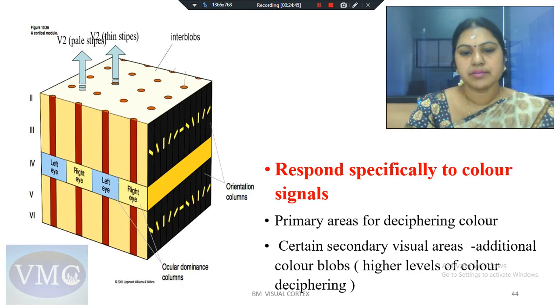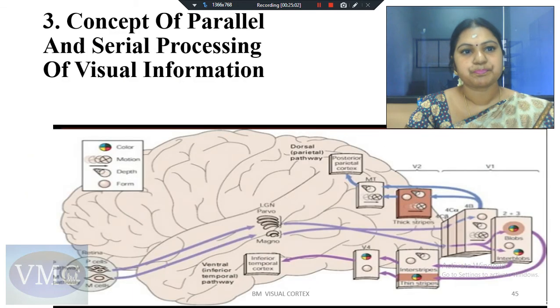which are concerned with color vision. So here, the color blobs respond specifically to the color signals. The primary area is for discerning color, and certain secondary visual areas also have additional color blobs for higher levels of color deciphering.